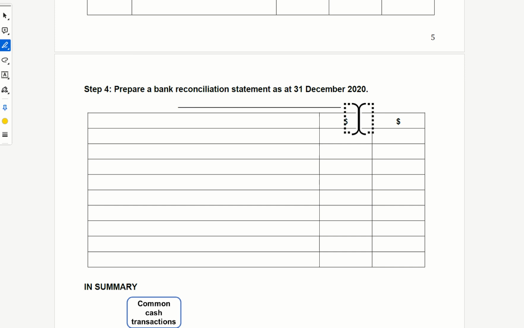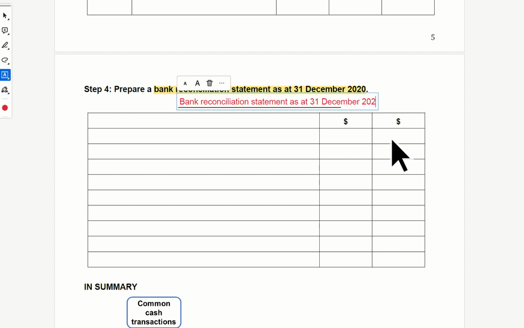Firstly, we write our title, and the title you will literally copy out whatever you have in the question. Sometimes the question already prepares it for you, but if the question doesn't prepare it for you, you literally copy out the question. So you write bank reconciliation statement as at 31st December 2020. You literally copy it out. You will only use 1 column, so just ignore the second column.